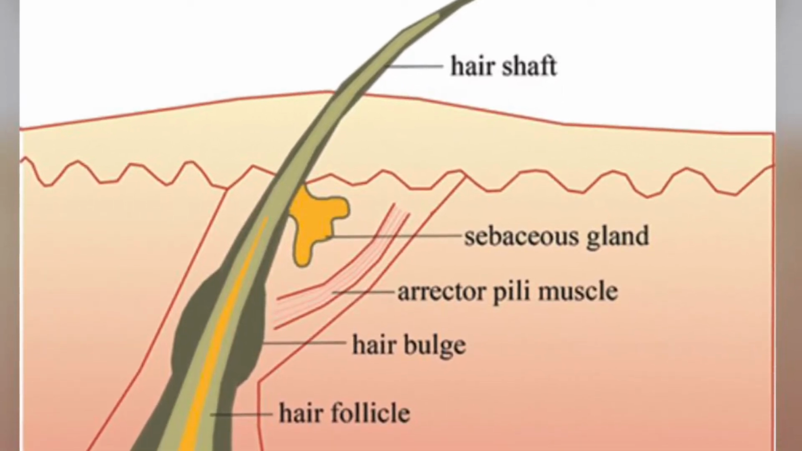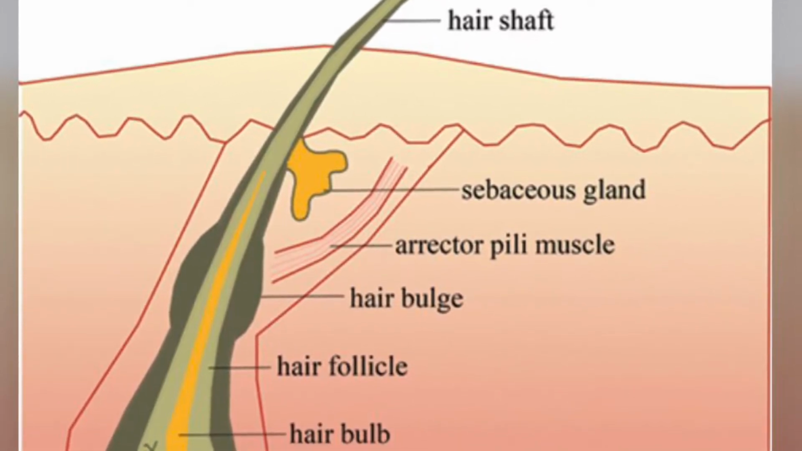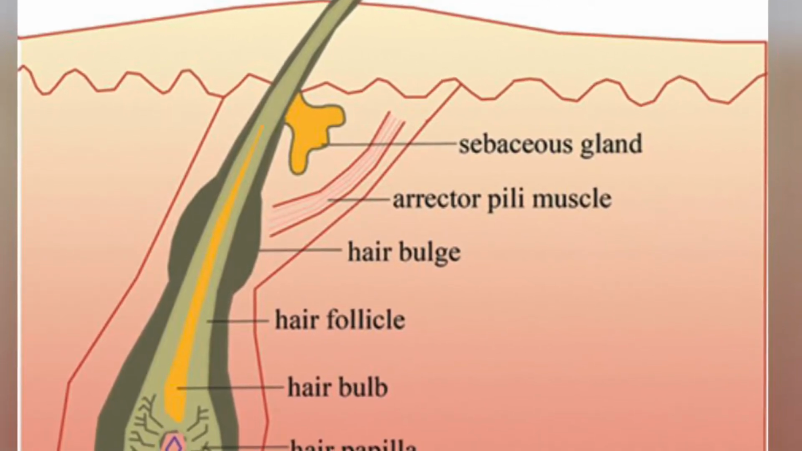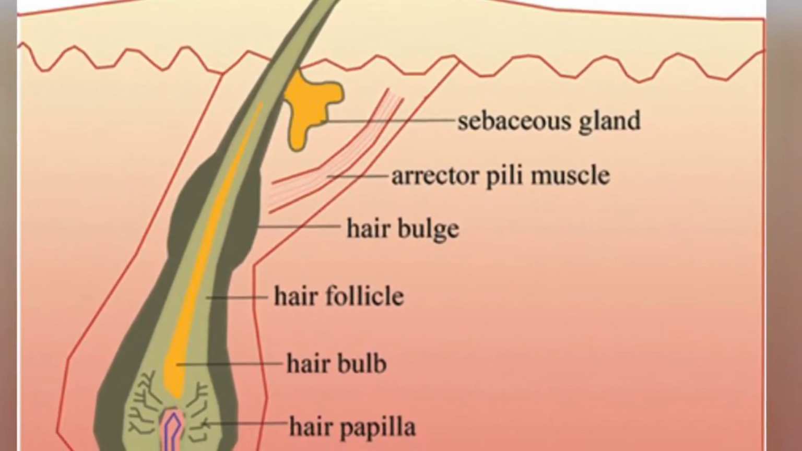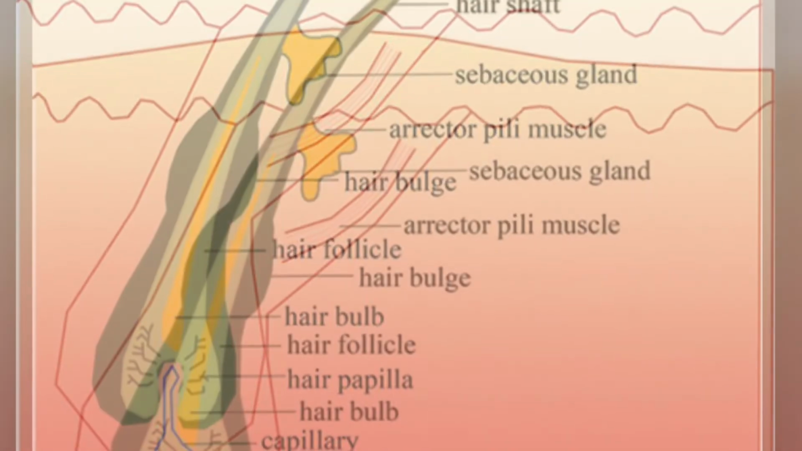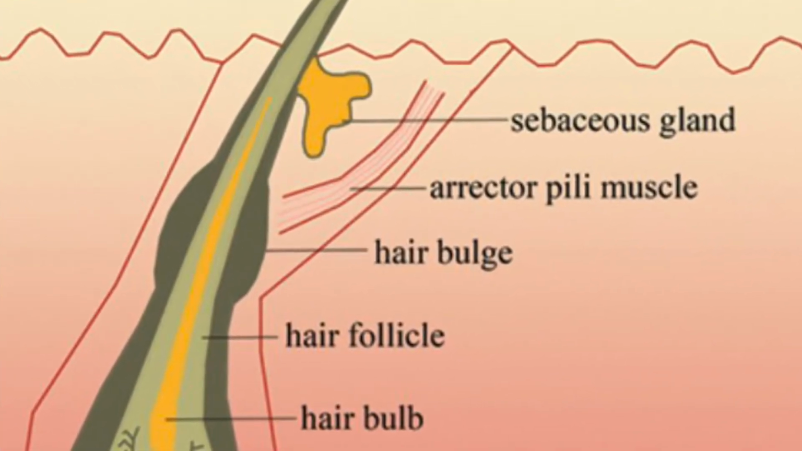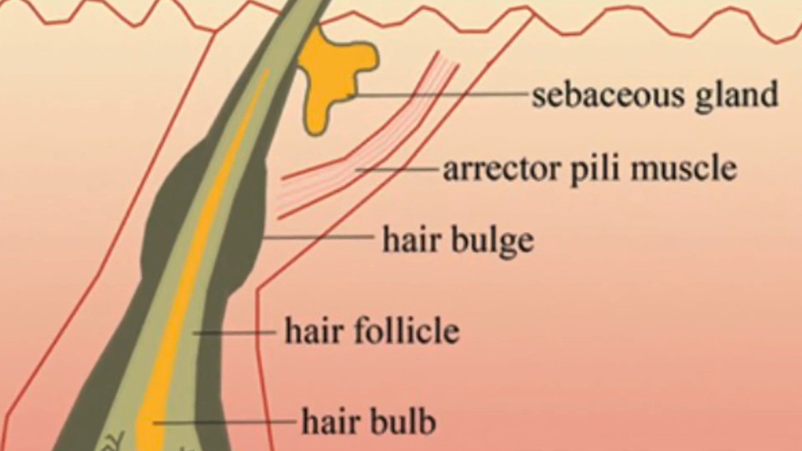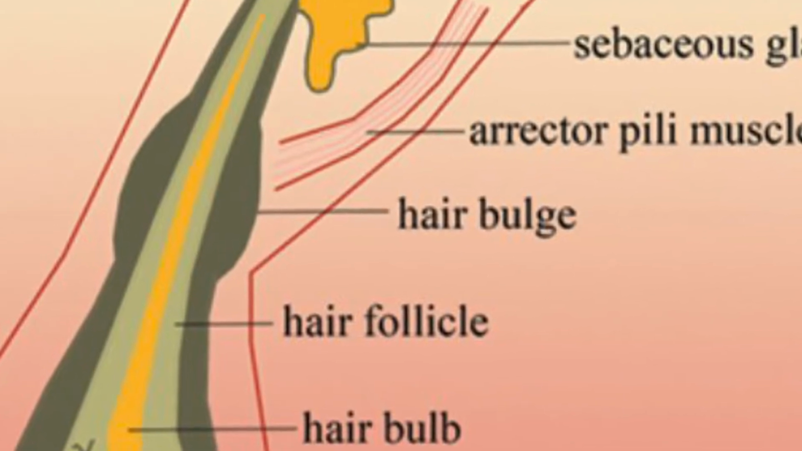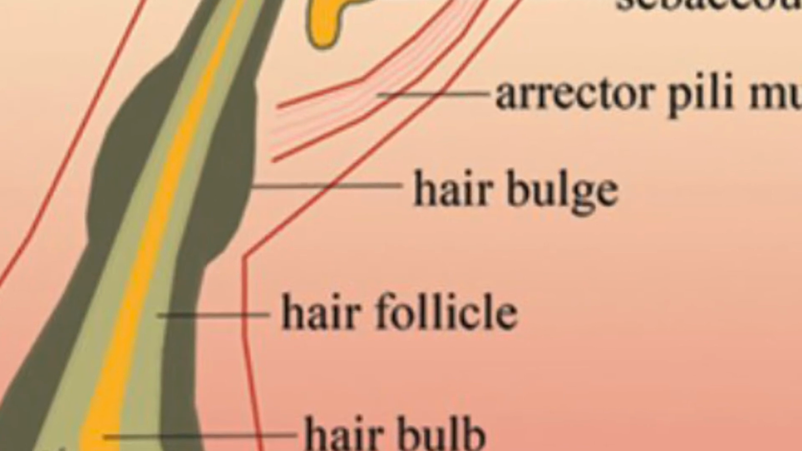The main structures of the hair root are the follicle, bulb, dermal papilla, sebaceous glands, and erector pili muscle. The hair follicle is a tube-like depression or pocket in the skin or scalp that contains the hair root. The hair follicles are distributed all over the body, with the exception of the palms of the hands and the soles of the feet.